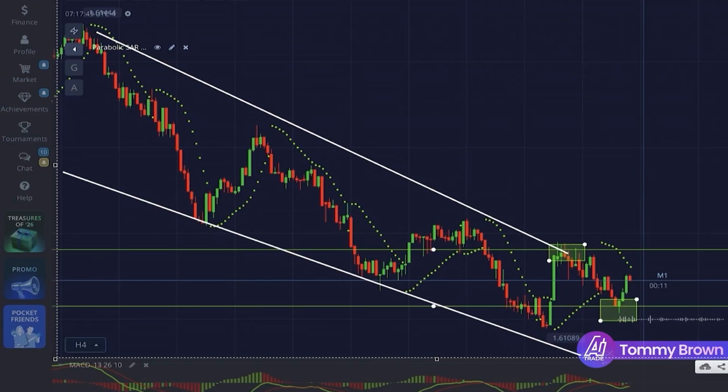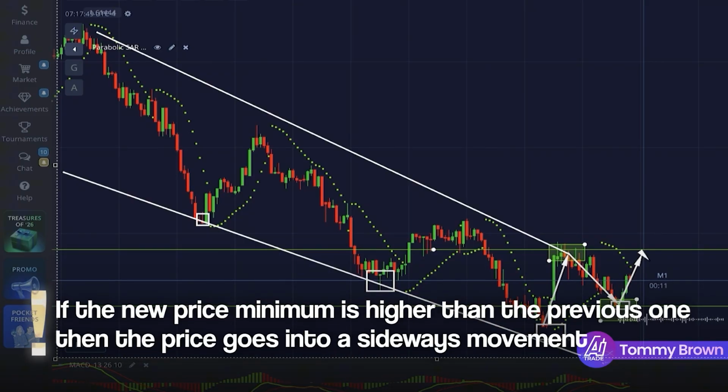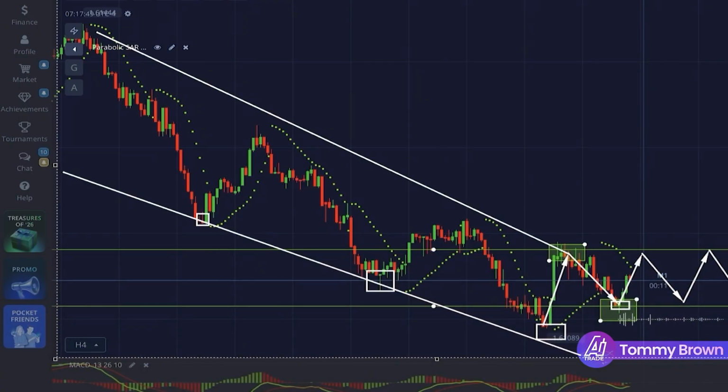Now, let's take a closer look at the moment the price touches that support level. We see that every single one of these price minimums was updating and consistently dropping lower than the previous one. But the new price minimum is higher than the last touch. This means that the price is moving sideways and will now be traded within this specific channel. And then, most likely, it will move above this channel.